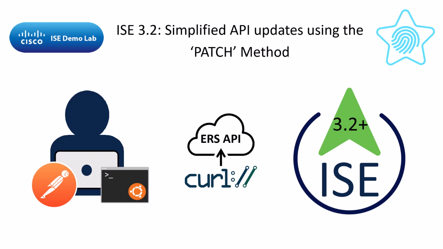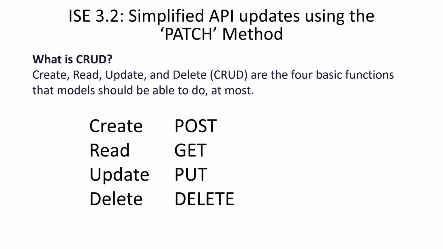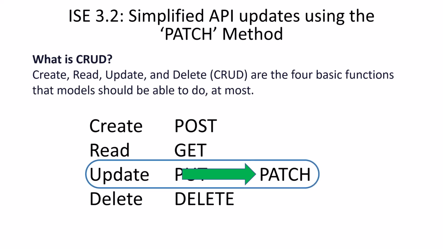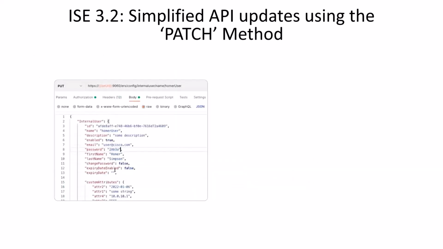Today we're going to talk about something I find really exciting, an update to the ERS API. We're all familiar with CRUD: create, read, update, delete. Those are the four operations that we use when using our API commands. What we've done with ISE 3.2 is update the update command. Instead of using the put, we're going to use a patch command. So our request is not going to be a put request, it'll be a patch request.